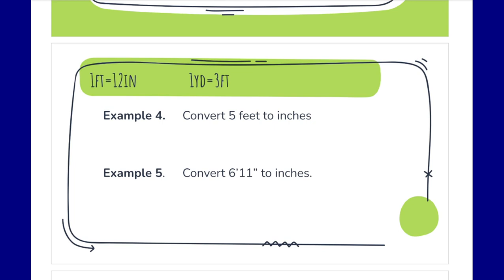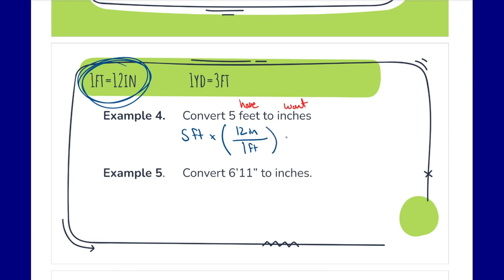So we want to convert 5 feet to inches. 5 feet are the units we have, and we want inches. So we take the 5 feet, what we start with. We multiply that by a unit rate. Because we're dealing with feet and inches, we're going to take this unit rate, multiply by the 12 inches, the units we want, divided by the 1 foot, which is the units we have. So essentially this works out to just 5 times 12, which gives us 60 inches.